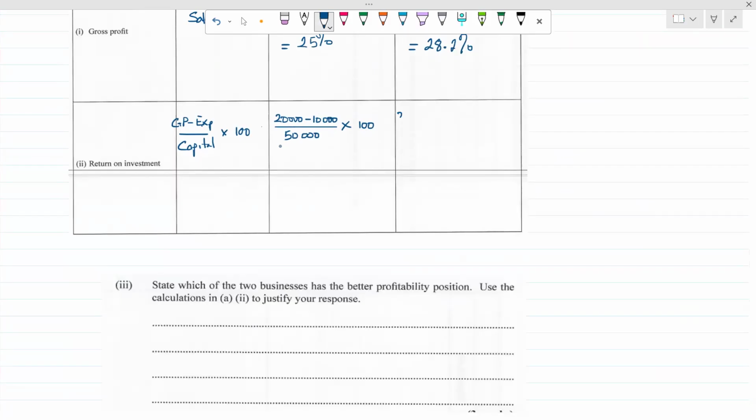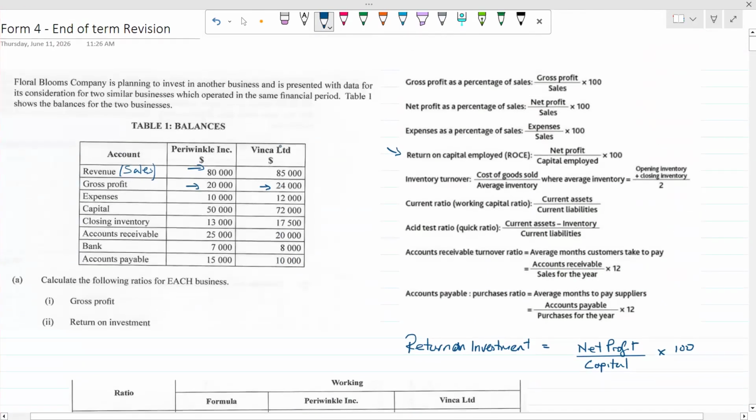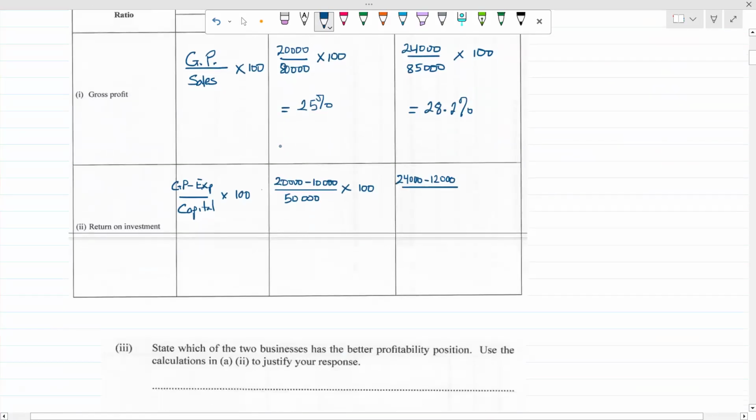So 24,000. I have a question. For return on investment, I see that we have return on capital employed as gross profit minus expenses over capital. I cannot figure out the reason why that is, because I think gross profit would be your revenue minus your expenses.